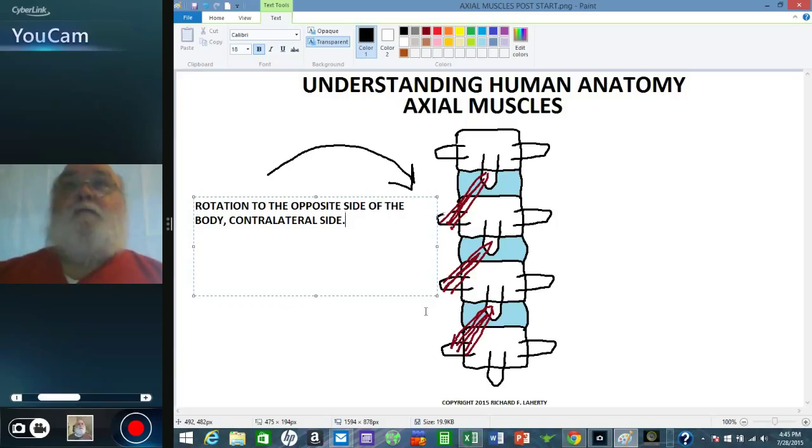In summary, the axial muscles lie either anterior or on the anterior side of the vertebra. These are prevertebral muscles. They flex the spinal column when left and right sides are acting together, and they are innervated segmentally by the anterior ramus of the spinal nerve.